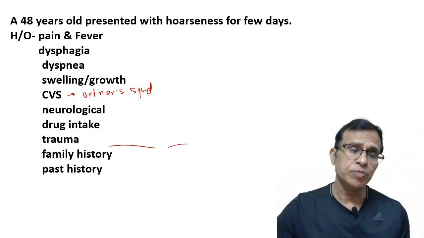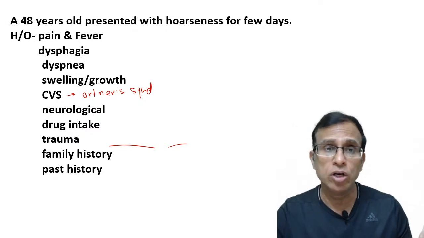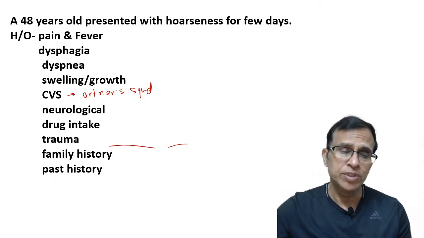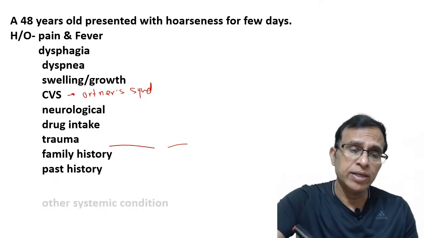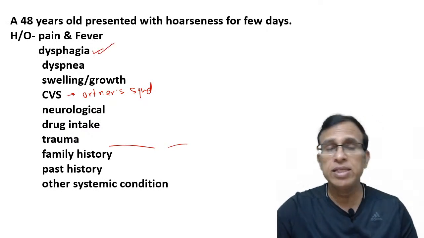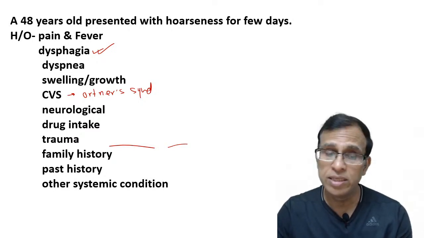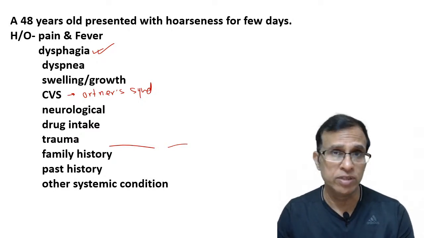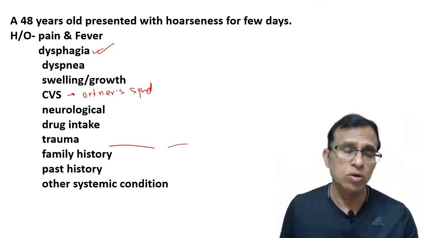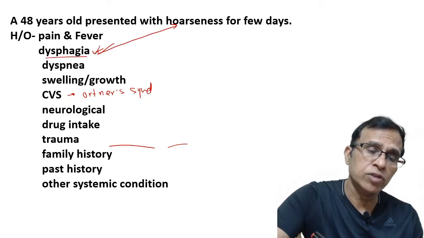Now let's assume, based on which history is positive and which is negative, it can give you a lot of clue as to what is the problem in this patient. Let's assume that the only other complaint is dysphagia. Everything else is negative. There is no pain, fever, no dyspnea, no swelling or growth, no cardiovascular problem, no neurological problem, no drug intake, no past history, no family history, everything is normal, only dysphagia. So we have two complaints now, dysphagia and hoarseness of voice.